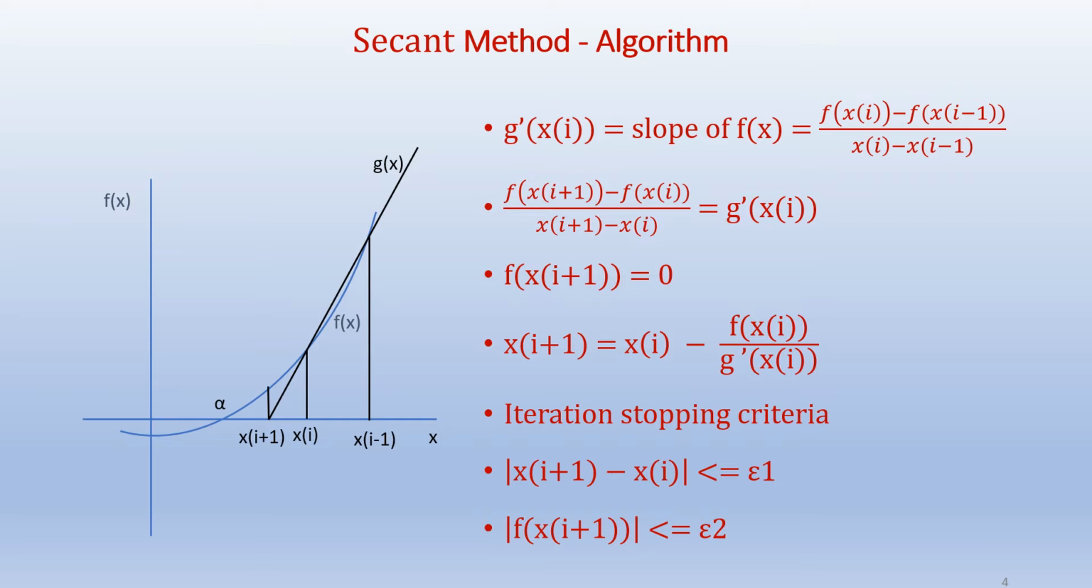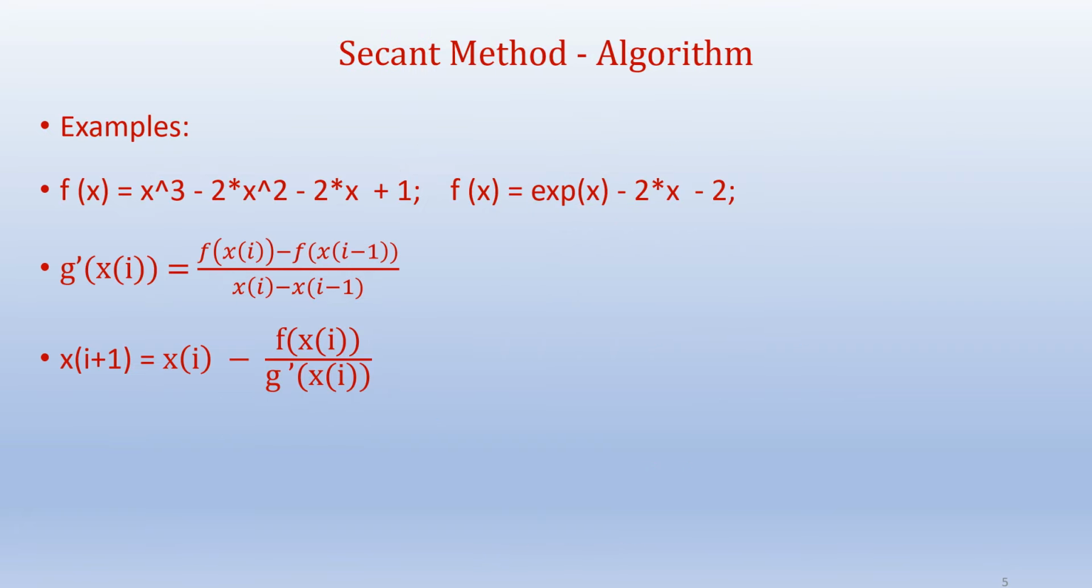The iteration stopping criterion is the same as we have seen before, that is, the modulus of x of i plus 1 minus x of i should be less than or equal to epsilon 1, which is our tolerance criterion, a very small value. Or we can use the absolute value of f of x of i plus 1 being less than or equal to epsilon 2, which is another tolerance value we set. Some examples which we have seen before are given here.